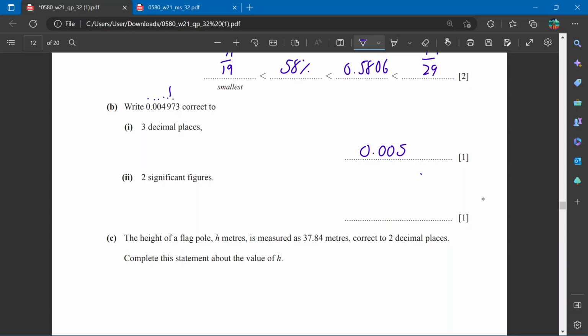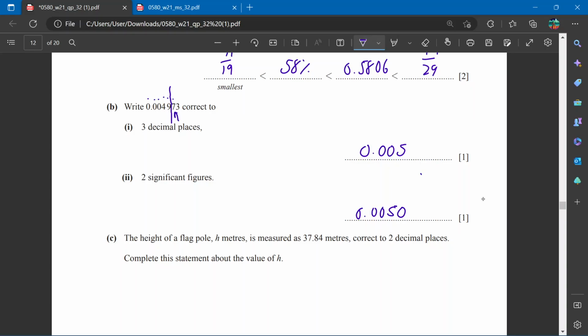So after the 9, we cut it off. Next to the 9 is a 7. That means we need to round up the 9. How do you round up a 9? Well, it's not just a 9, it's a 49. What comes after 49? 50. So this will be 0.0050.